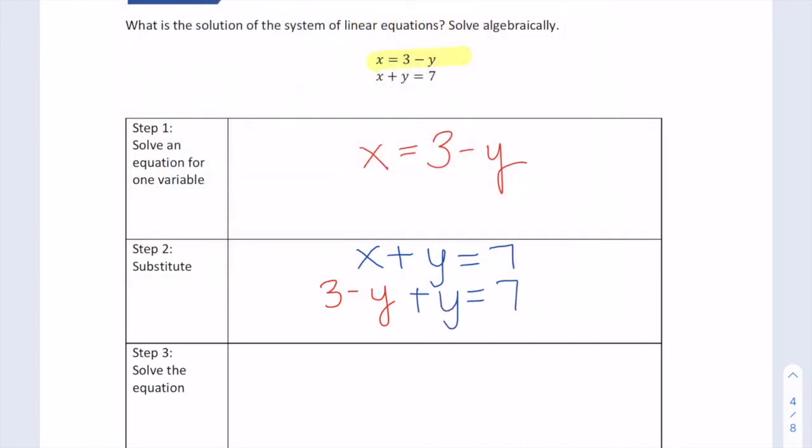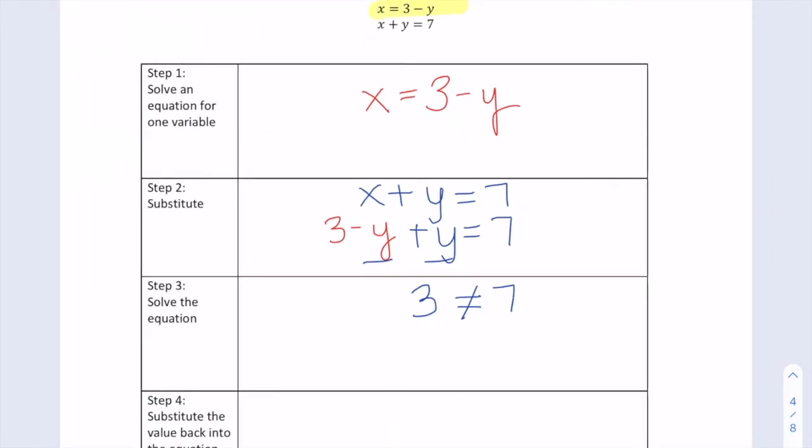And now we're going to solve this equation. So 3 minus y equals, well, if we look at this, these two terms are going to cancel each other out. And so we're going to get something that says 3 equals 7. Now that's tricky because 3 does not equal 7. So what this means is that these two lines will never intersect. There's not going to be a solution. So we can actually say right here, there's going to be no solution.